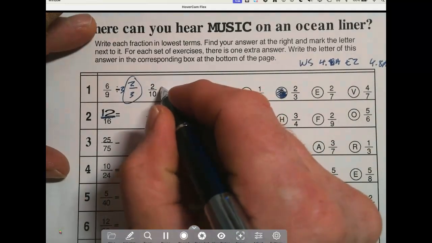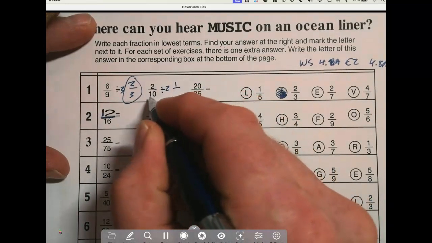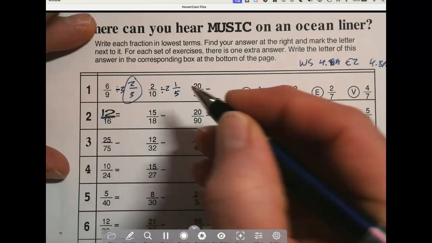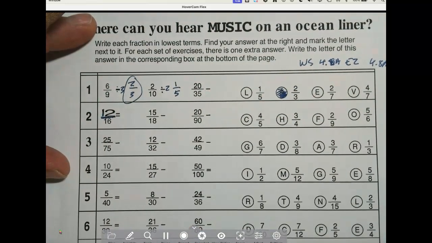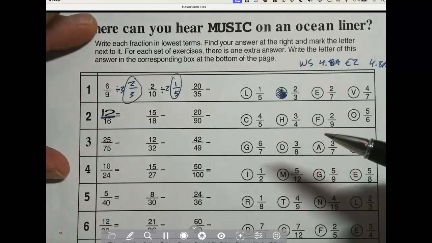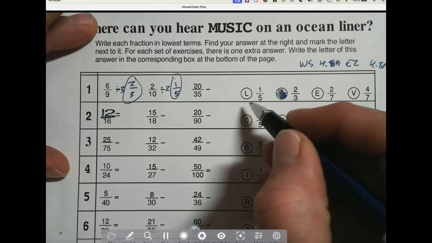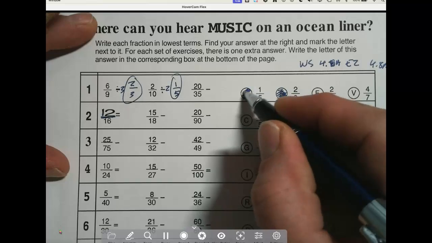So 2/10. What number can you divide both of these by? Well, you can divide both of them by 2. 2 divided by 2 is 1. 10 divided by 2 is 5. Yes, you can use your calculator. So I'll circle 1/5. You know that if you get to a 1, you're done as well. 1 on top, 1 and done is what I say. Do we have 1/5 over here? We do. So I'm going to color in this letter here.